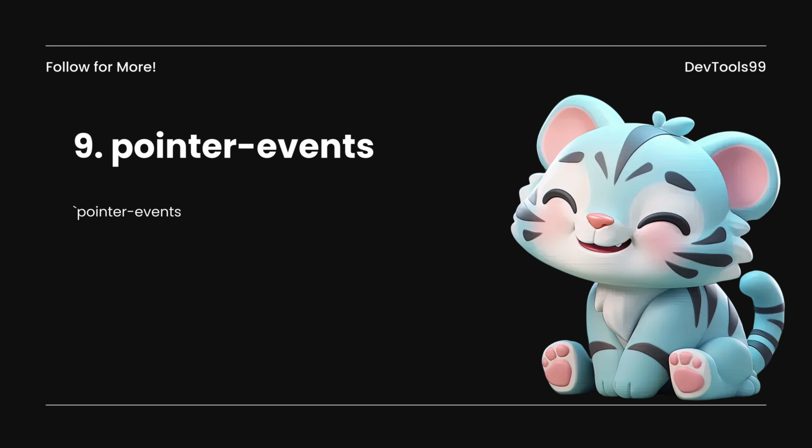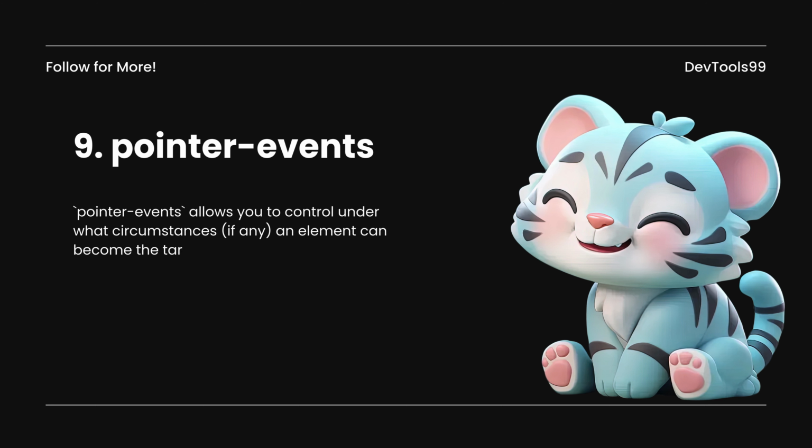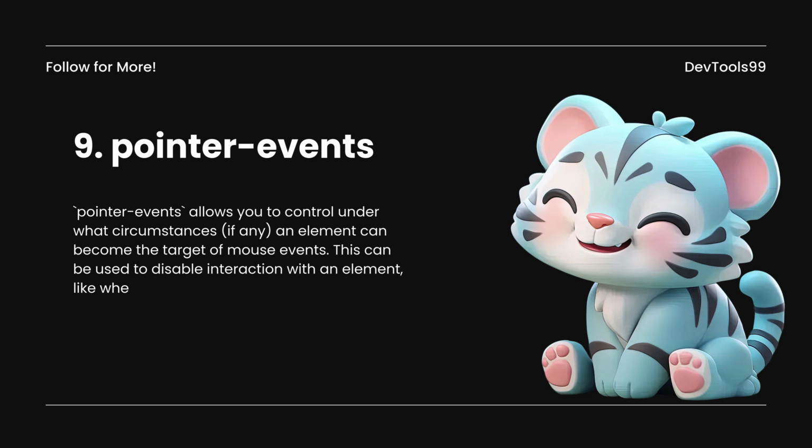9. Pointer events. Pointer events allows you to control under what circumstances, if any, an element can become the target of mouse events. This can be used to disable interaction with an element, like when overlaying an invisible element to capture clicks, or creating elements that should not obstruct user interactions.